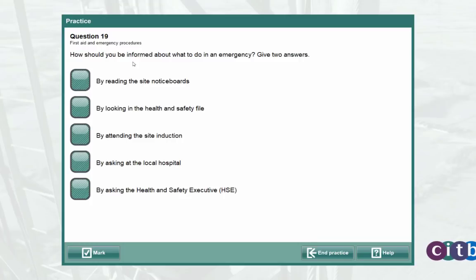How should you be informed about what to do in an emergency? Give 2 answers. By reading the site notice boards. By looking in the health and safety file. By attending the site induction. By asking at the local hospital. By asking the Health and Safety Executive, HSE.